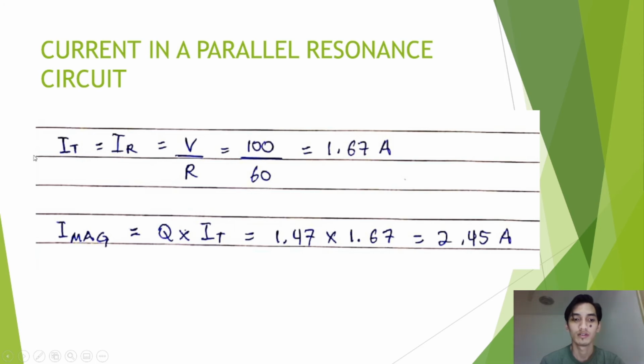For the IMAX, current magnification equals Q times IT. So Q we got from the quality factor, IT from here. So we got 1.47 times 1.67, we got 2.45 amp for the IMAX, current magnification. Okay, next.